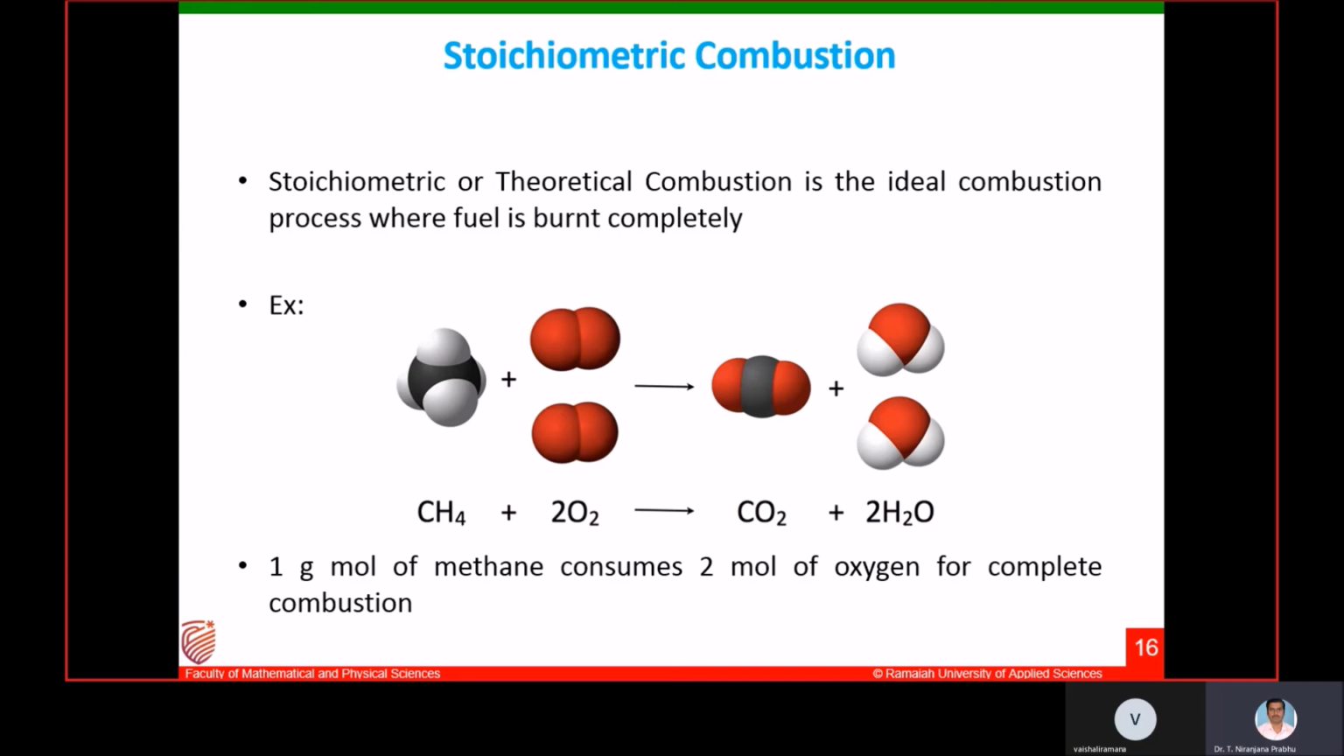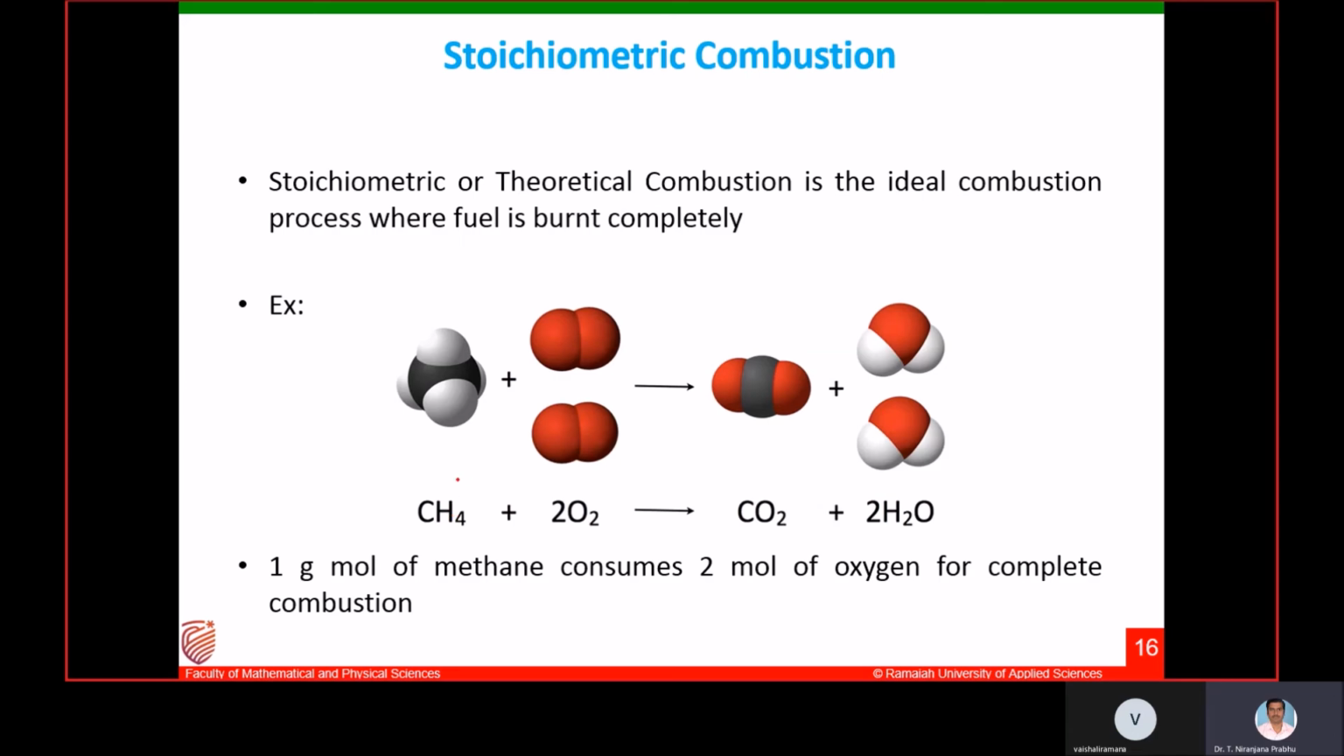Then fuel: we understood the composition, we understood the calorific value, and when you oxidize this fuel, a combustion reaction will be there. For example, methane is a hydrocarbon, it is a gas. If you combust methane with oxygen, it will give out carbon dioxide and water molecules. So 1 gram mole of methane consumes 2 moles of oxygen for complete combustion. These theoretical values or calculations are very important in combustion kinetics and also in designing internal combustion engines. So one example I have given is methane.